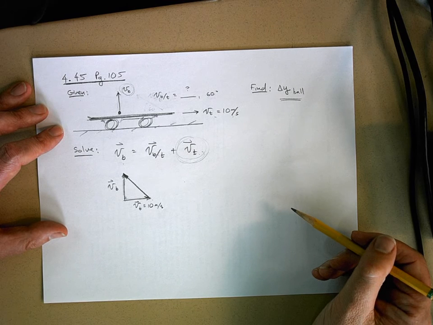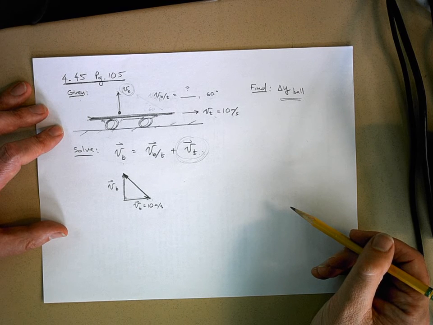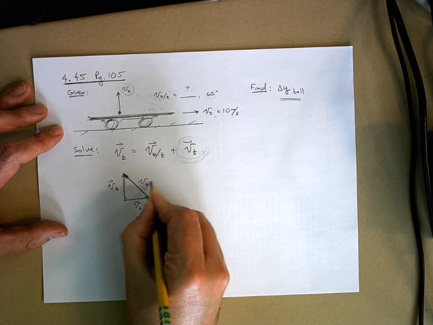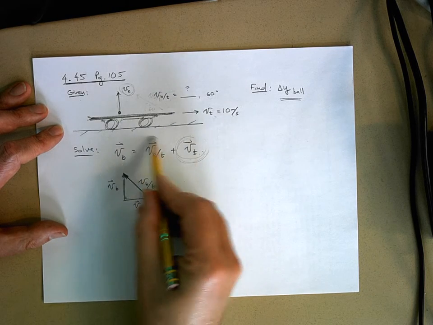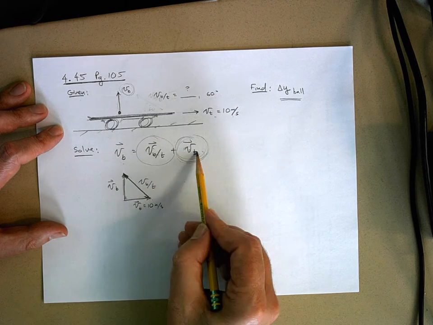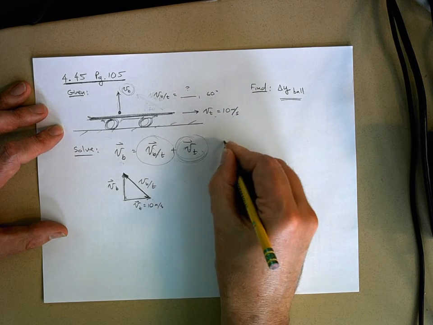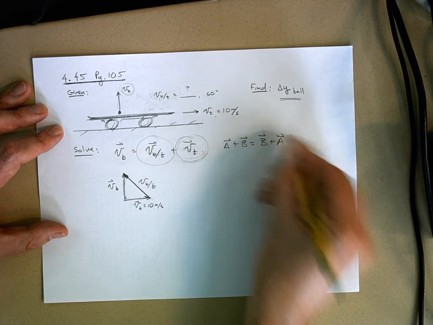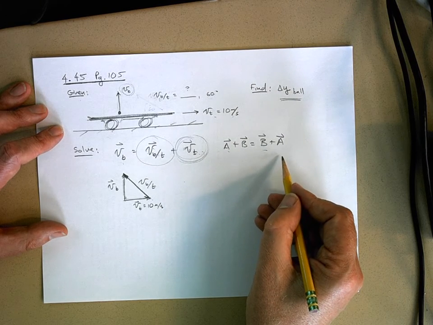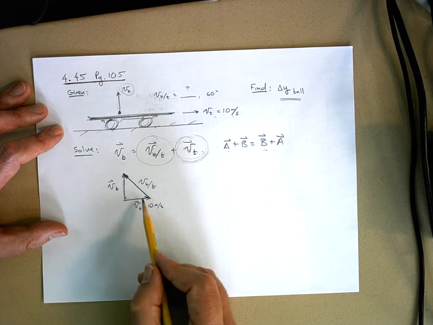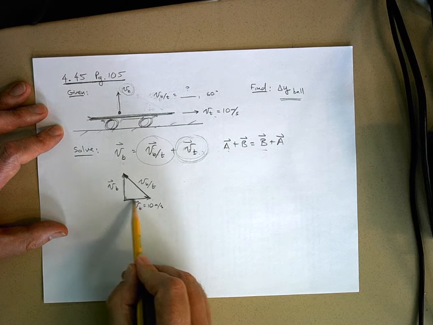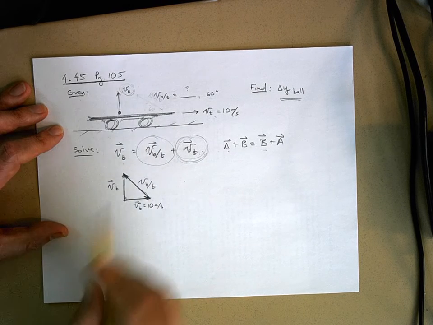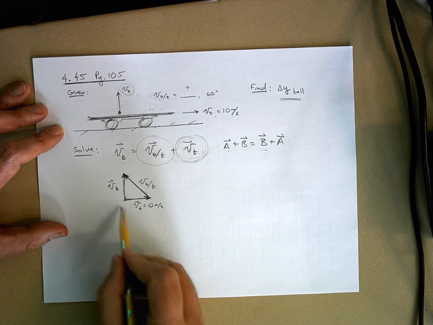This is the velocity of the ball compared to the train right here. So these are the two I'm adding. Now remember, vector A plus B equals B plus A, in that it doesn't matter what order I add vectors, I get the same answer. So I'm really adding the velocity of the train plus the velocity of the ball compared to the train, which is equal to the velocity of the ball. So this is vector addition.